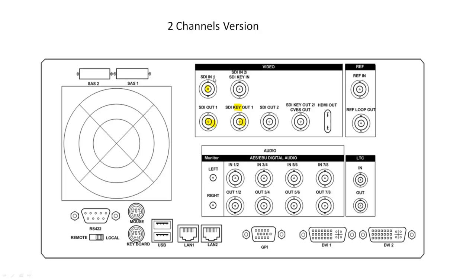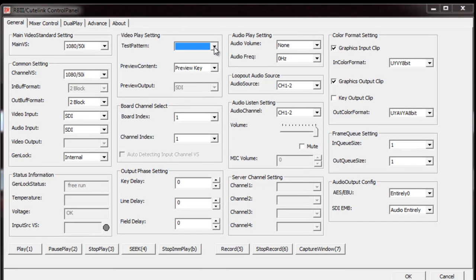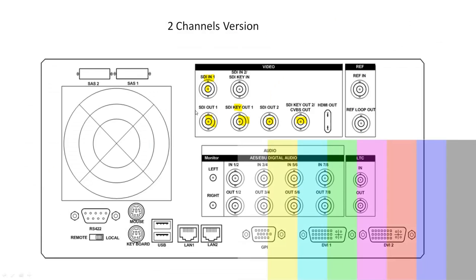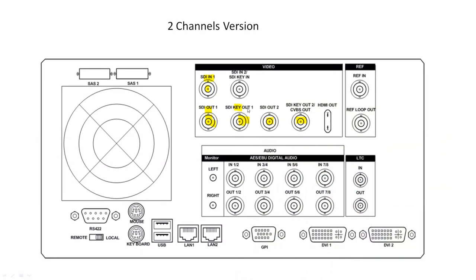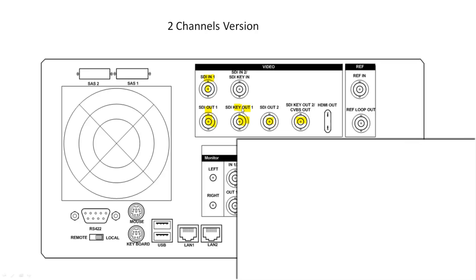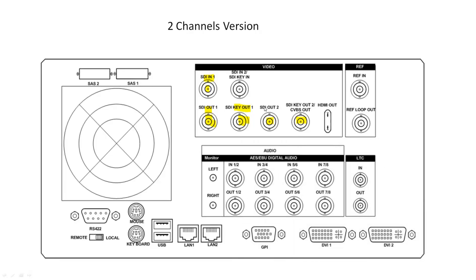So while channel 1 is selected, if we connect all these 4 parts to independent monitors, and we set the test pattern as 100% color bar, we should see SDI output 1, this guy, gives 100% color bar. And at the same time, SDI key output 1 gives full screen pure white image, which obviously is a key signal. And for SDI output 2 and SDI key output 2, it gives nothing.